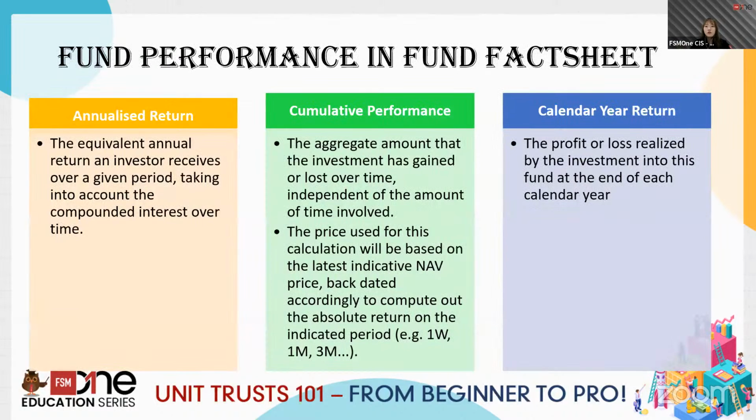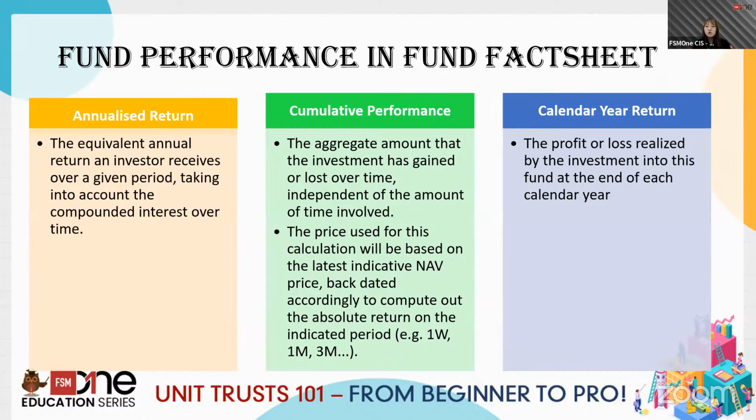While a fund's past performance is not indicative of its future performance, it is still useful for you to compare the fund performance to its benchmark and other funds with a similar investment objective. Investors can look at the fund performance in the fund fact sheet. There are generally 3 types of fund performance: the annualized return, the cumulative performance, and the calendar year return. More importantly, don't just look at how the fund performed in the last year or 2 years ago, because this might be influenced by cyclical events.